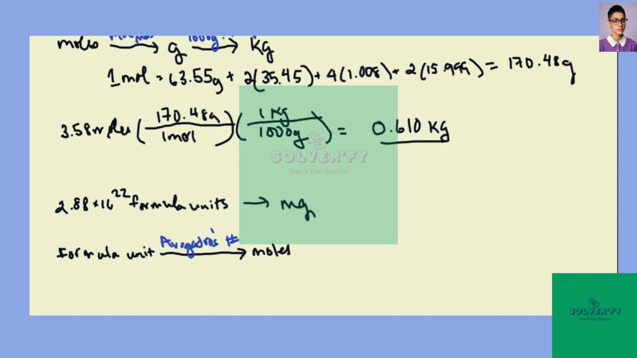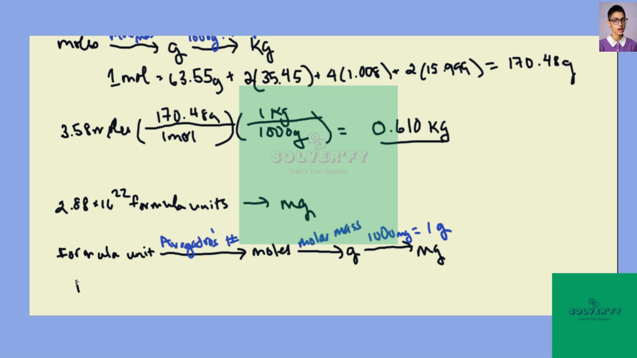Once we have moles, we can change to mass using molar mass. And then finally, we can change to milligrams using the relationship between milligrams and grams. There are 1,000 milligrams in every 1 gram. So the only other information we need to know is what the molar mass is of the compound.